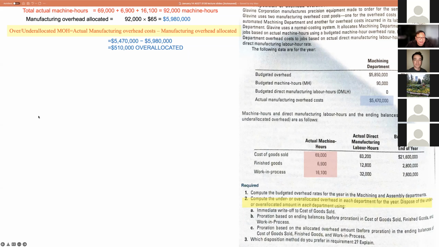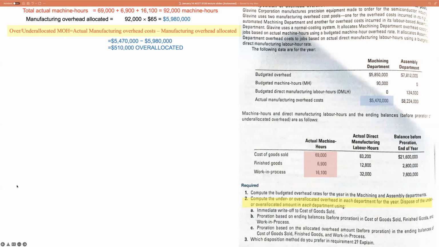So with that, the next one would be easy. Who wants to tell me the answer for the assembly department? Any volunteer? Assembly department. So we always have Muhammad and Samarin. Makiko? Yeah, so the actual direct manufacturing labor hours, we sum it up and times $63 per hour. And that compares to the actual manufacturing overhead, which is? The assembly department, 8,234,000. Yeah, very good. Thank you.